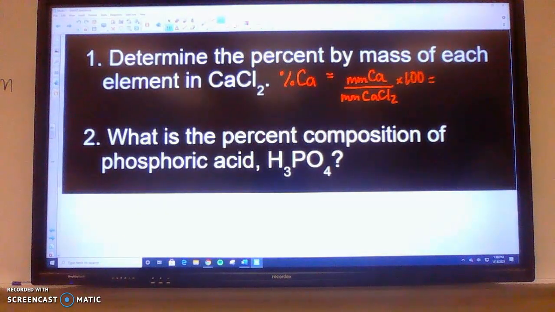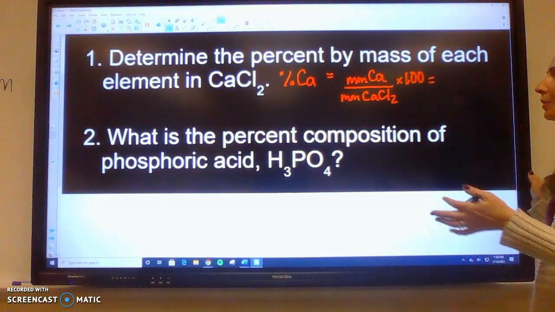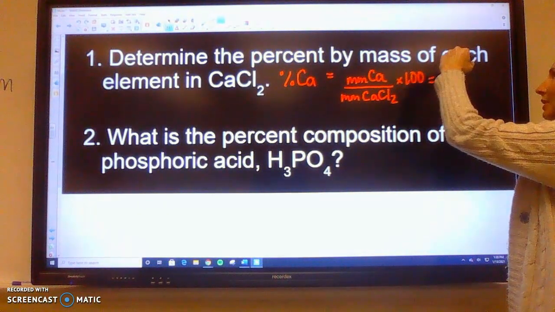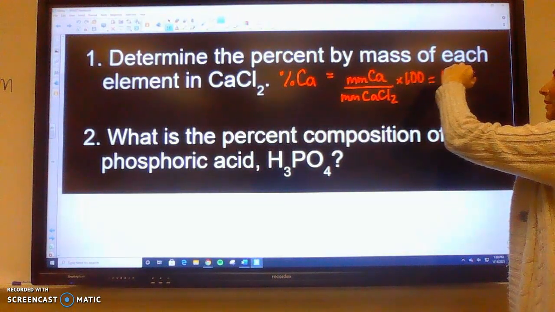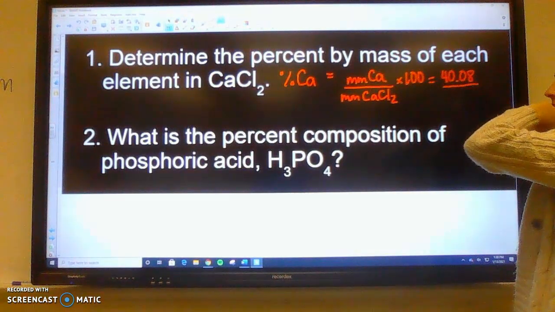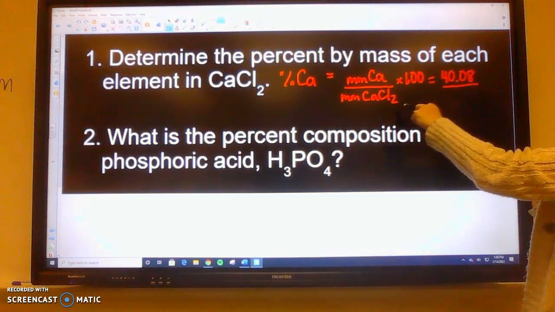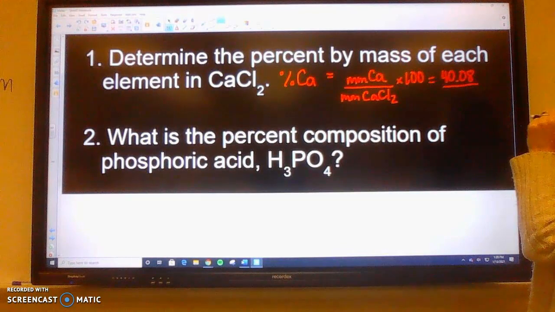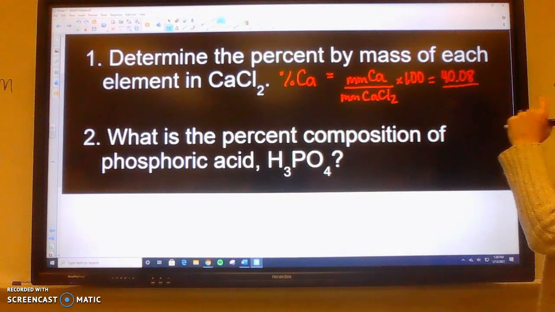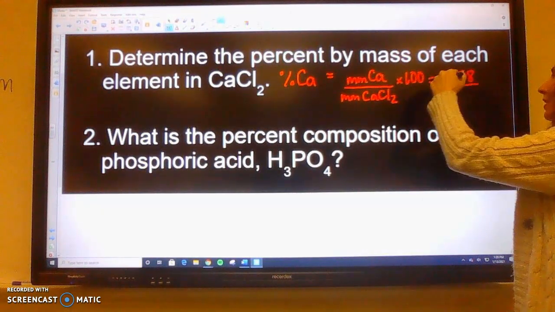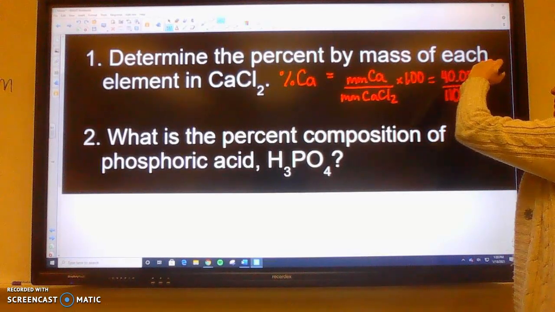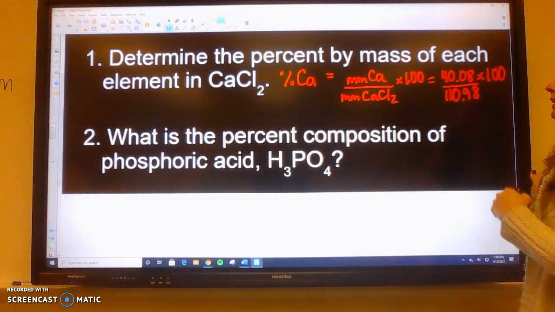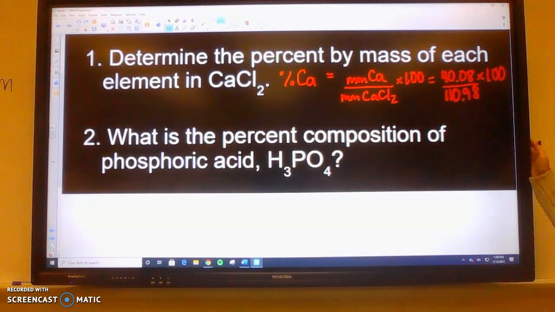So y'all need to look up those masses on the periodic table. The top number is 40.08. 2 chlorines and 1 calcium. Chlorine's like 35.45. Just to save y'all time, we did this last period. 110.98 is CaCl2. Okay? So what's our percentage of calcium?